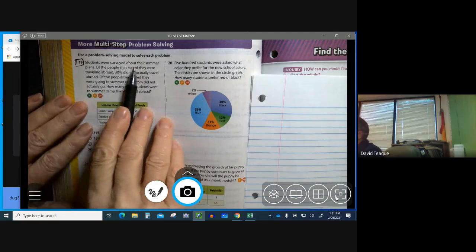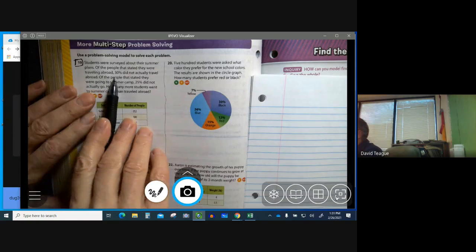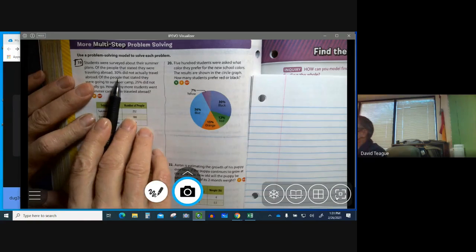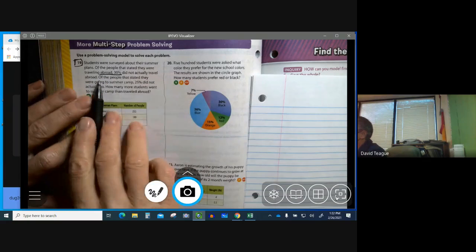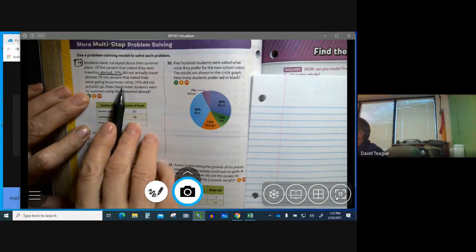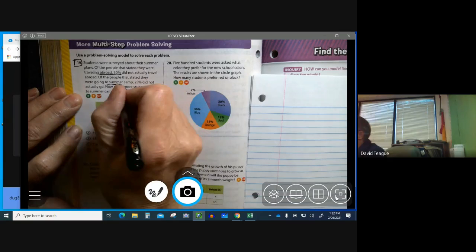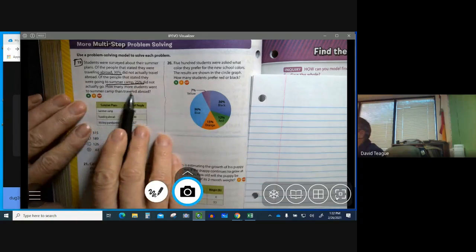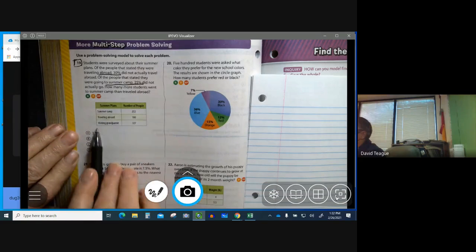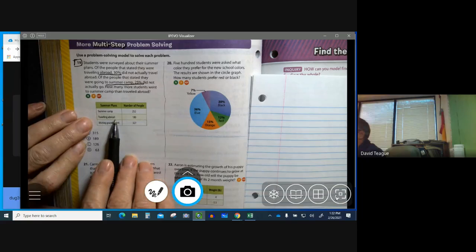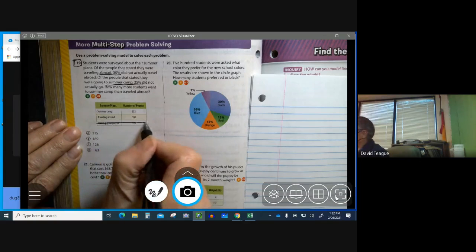So the students were surveyed about their summer plans. Of the people that stated they were traveling abroad, so they were going to go to Europe, 30% did not actually travel. Okay, so we're going to write that. Of the people that stated they were going to summer camp, 25% did not actually go. So summer camp, 25%. How many more students went to the summer camp than traveled abroad? If you look at your graph, you have summer camp, traveled abroad, and visiting a grandparent. We don't even have to use that number because it's not in the question.